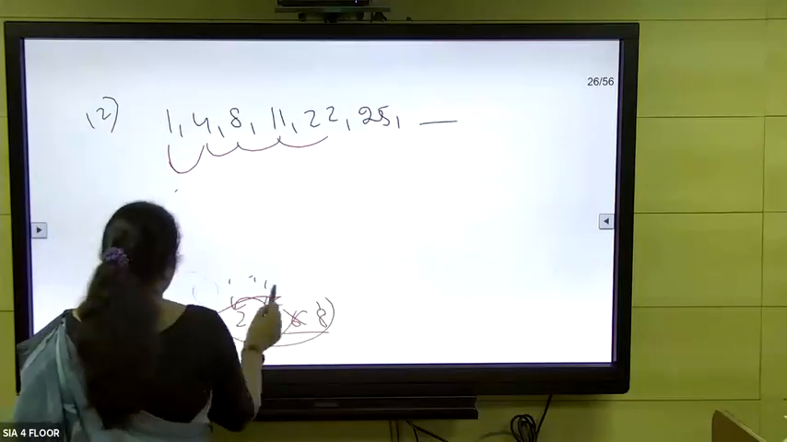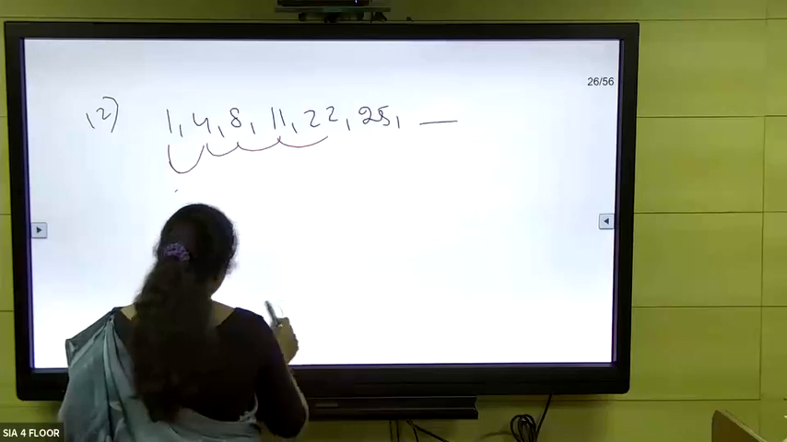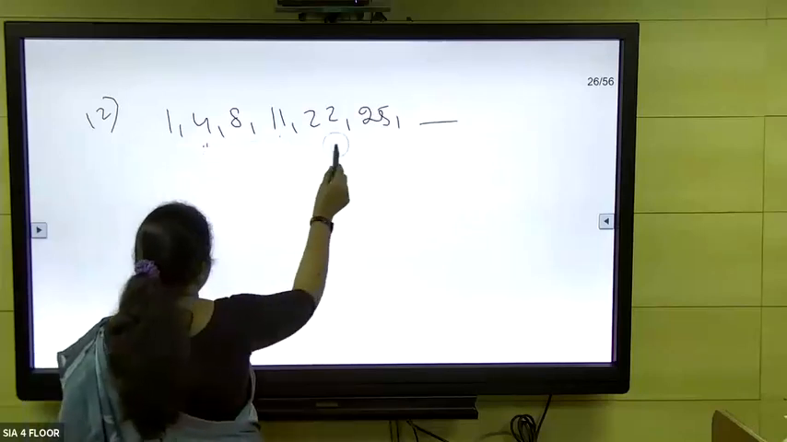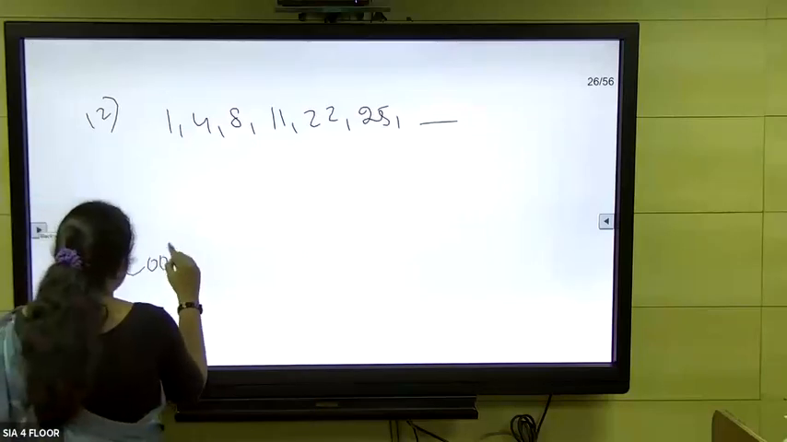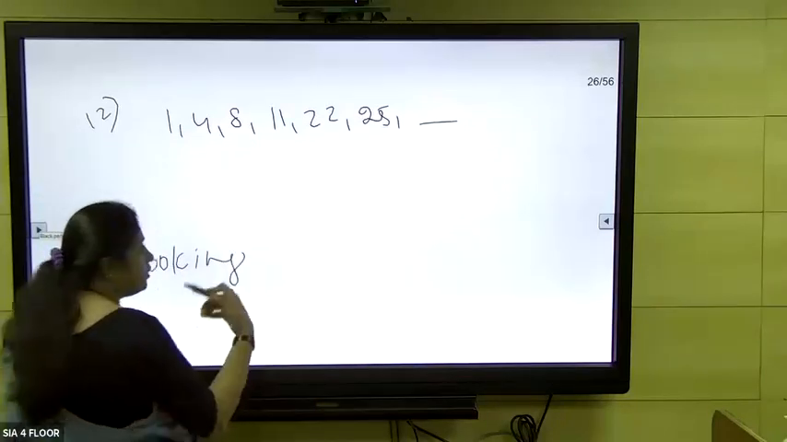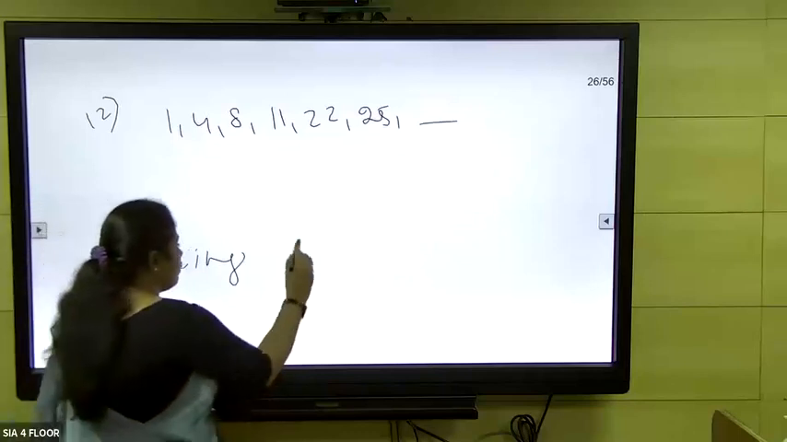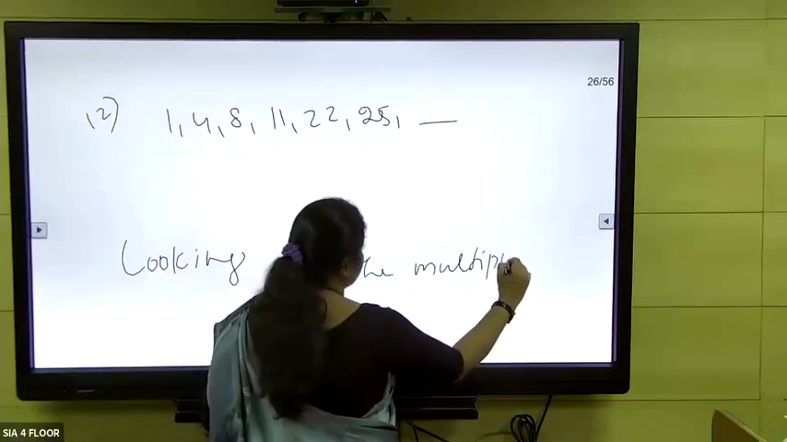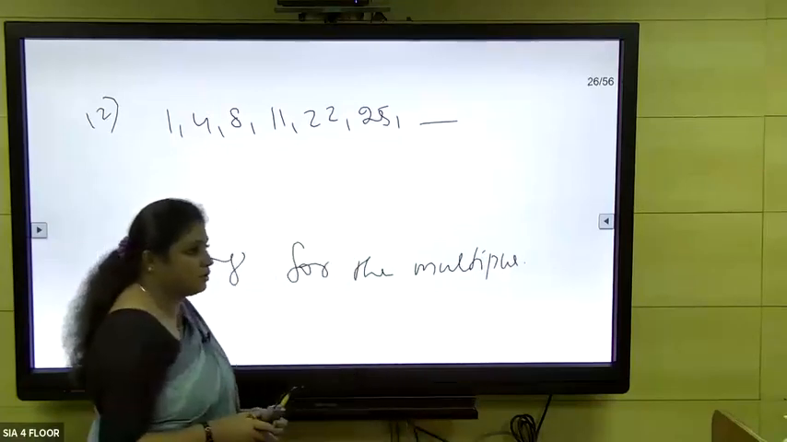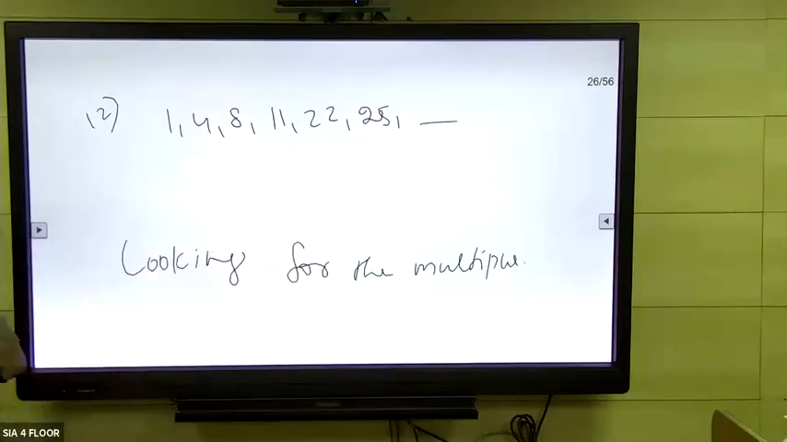So now I come to the third step, which we have written. What is the third step? You look for the multiples. This is a very helpful step which I use in many cases. Looking for the multiples, we are going to use in character puzzles also. Character puzzle is a different topic, that is also an important one, and there also we'll be using this step.